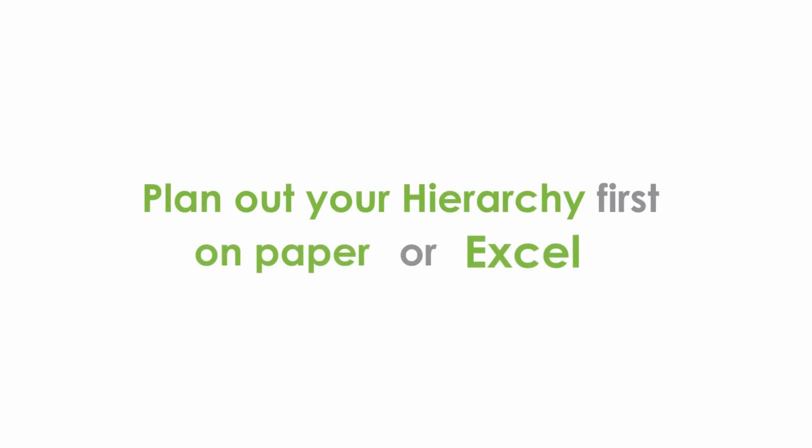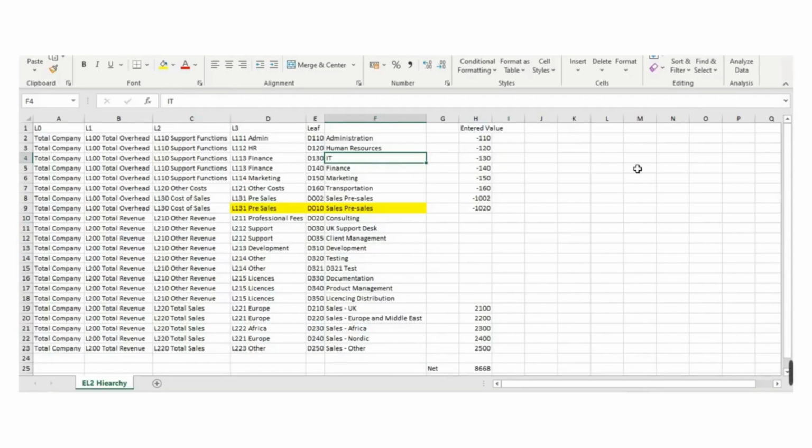Before jumping straight into building a hierarchy, I would always recommend that you plan out your hierarchy first on paper, or in my case, Excel. This way, you'll ensure that you know what the result should look like. Let us look at the organizational hierarchy I've built in Financials based on this Excel design here.